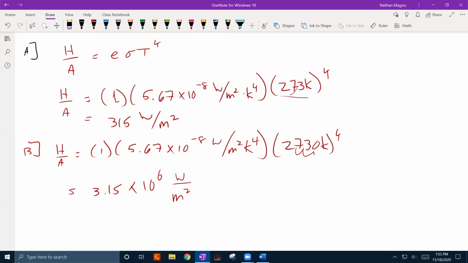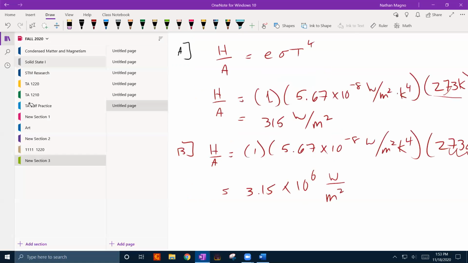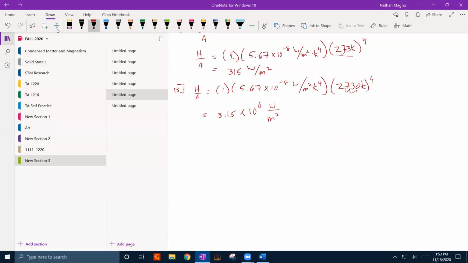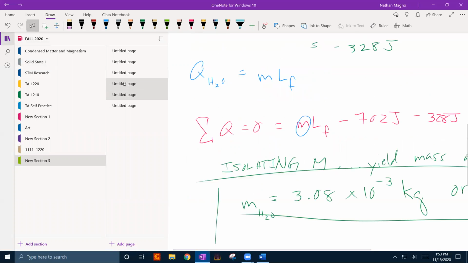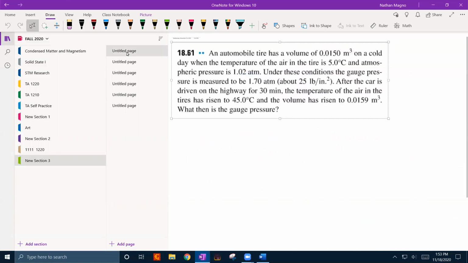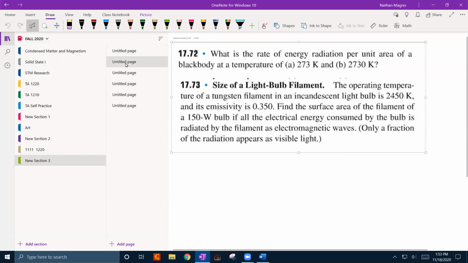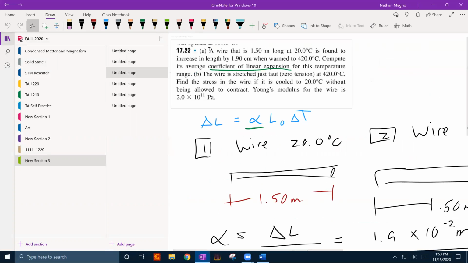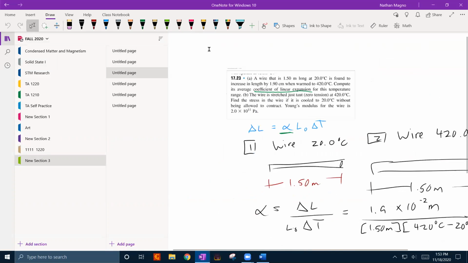Okay, so we have a Young's modulus question. I think that's the last one. Oh shoot, my brain is scrambled. So 17.23 had another one. So we have to go back. Yeah, this guy. There's a part B to this one.